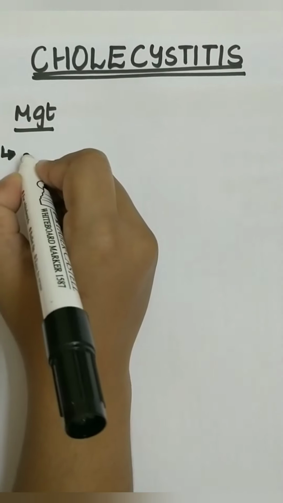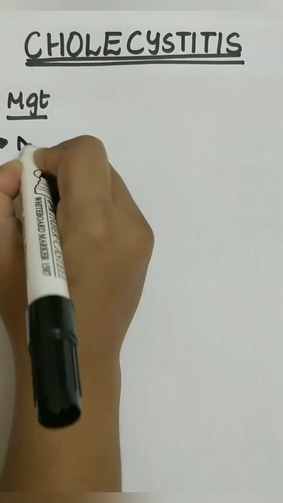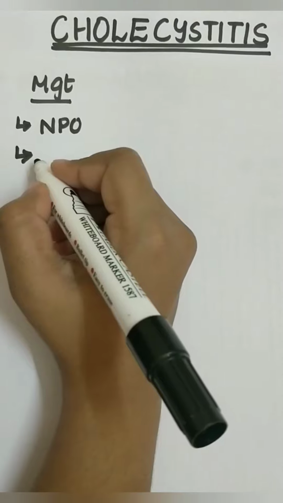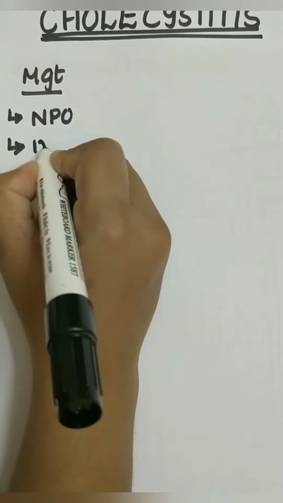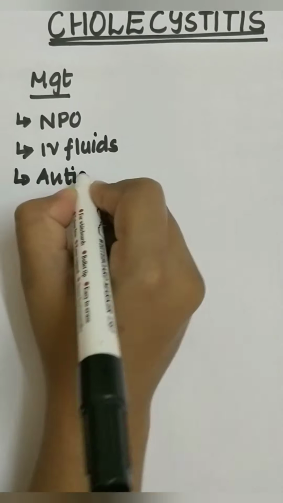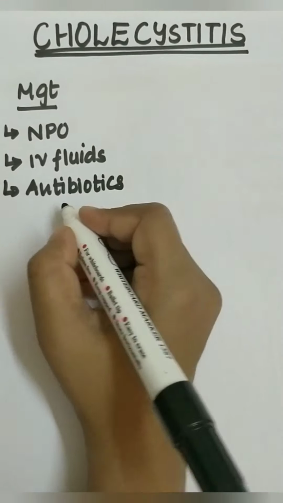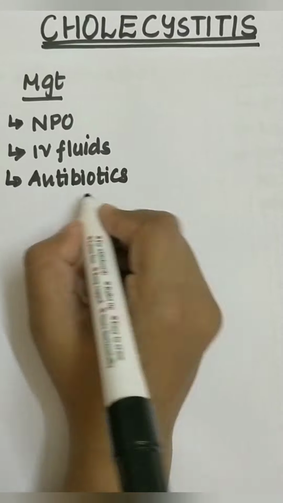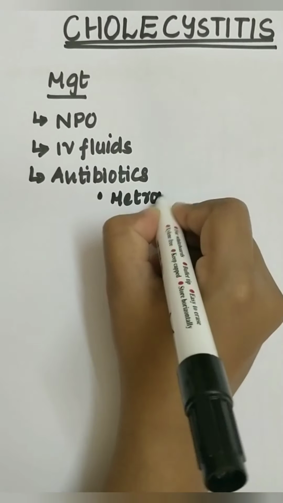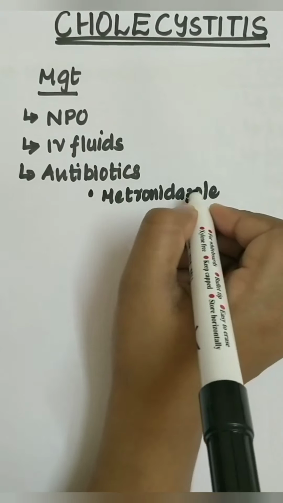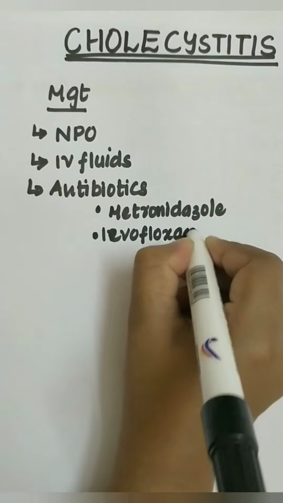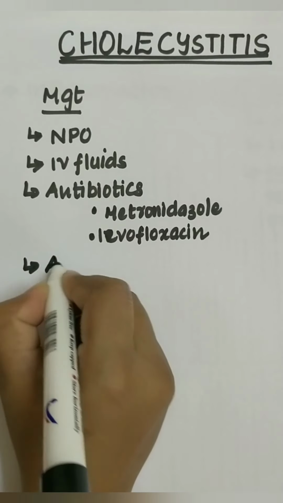Moving on to the management of cholecystitis. The first one is that the patient will be kept NPO from admission, and the patient will be administered IV fluids, and antibiotics such as metronidazole and levofloxacin, and analgesics.